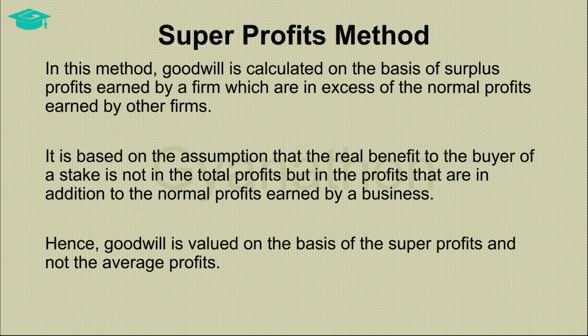A business may have certain advantages that enable it to earn super profits rather than just settling at the average profits which other similar businesses earn. When the business is in a position to earn such additional profits, then it is more practical that the buyer of a stake or a new partner has actual benefit from such super profit earning capacity of the business. Hence, it is more practical to value the goodwill on the basis of super profits than on the basis of average profits.